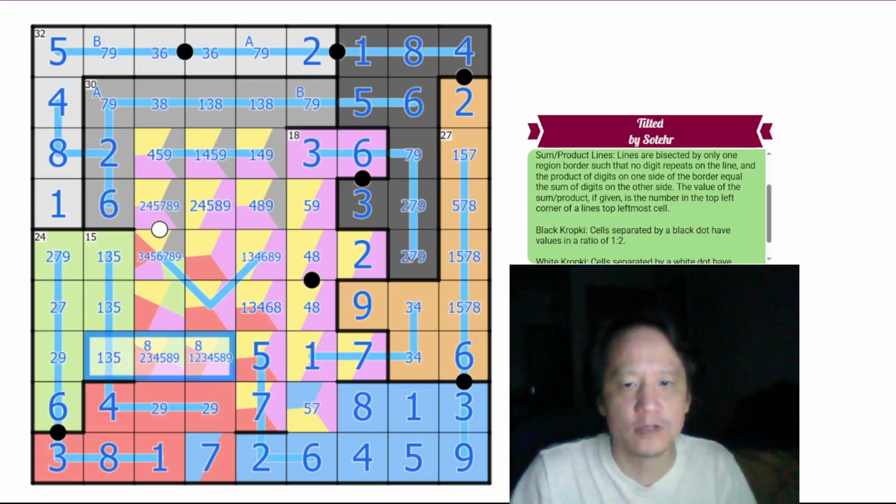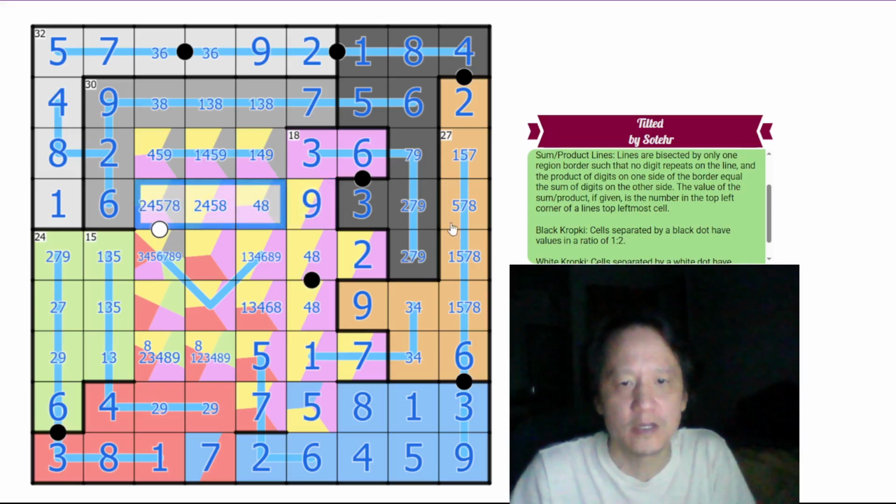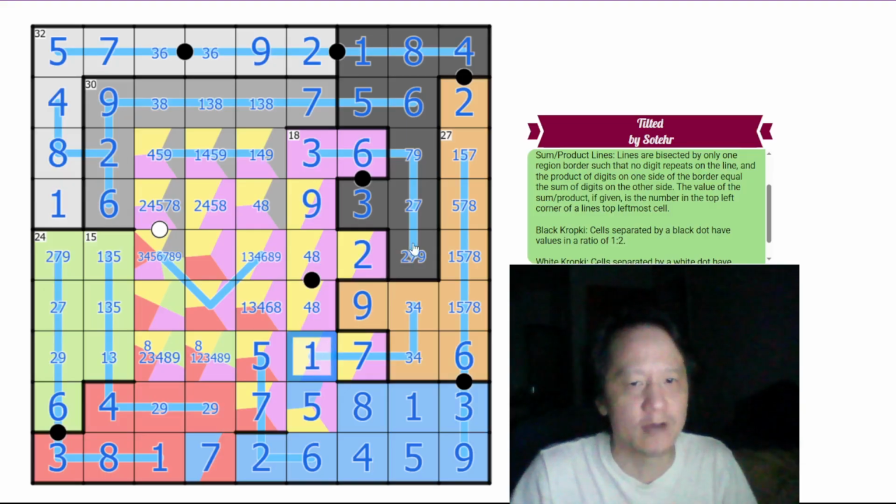So these can no longer be 5. This 7 eliminates 7 here, so it's 5. This 7 eliminates 7 here, so it's 9, which makes this 7, which makes that 9, which makes that 7. This 5 eliminates 5 here, so that's a 9. 9 can no longer be here, and this can't be 9. But that was a pretty complex way of getting it.